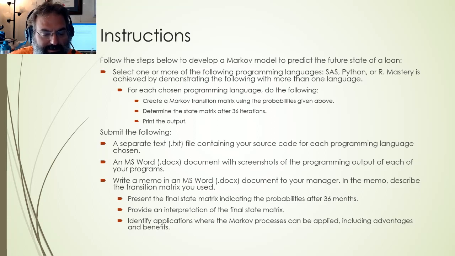So present the final state matrix indicating the probabilities, and then probably talk about it, right? So provide an interpretation of that state, and then where it can be applied and what the advantages and benefits are. So pretty simple one, really. Not as hard as some stuff we do.